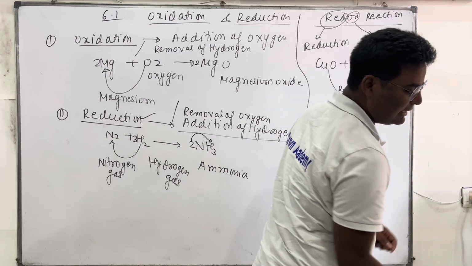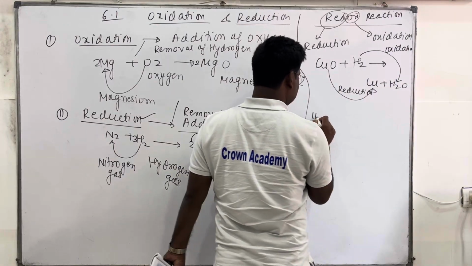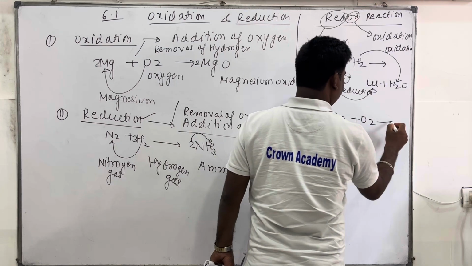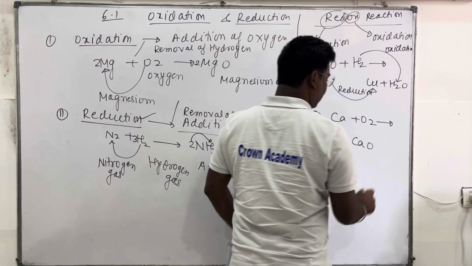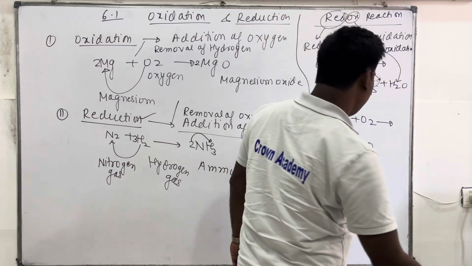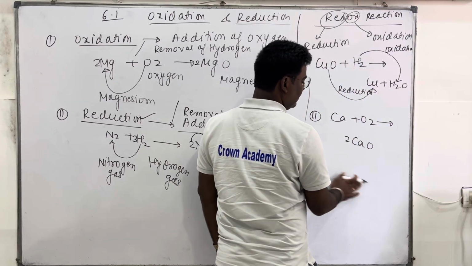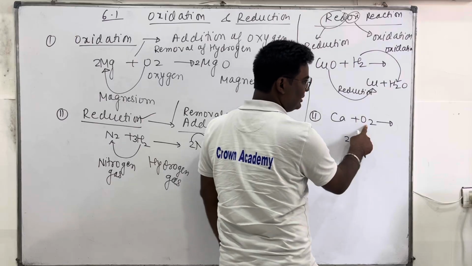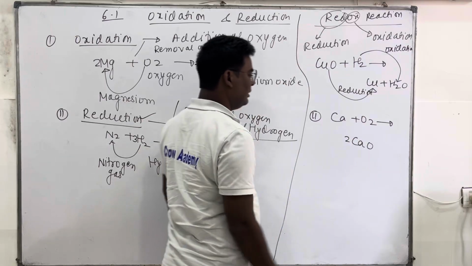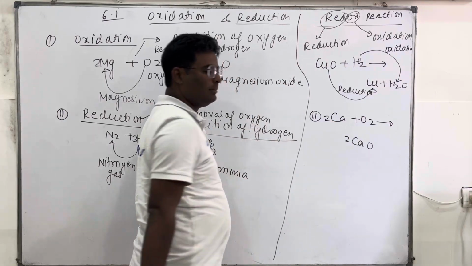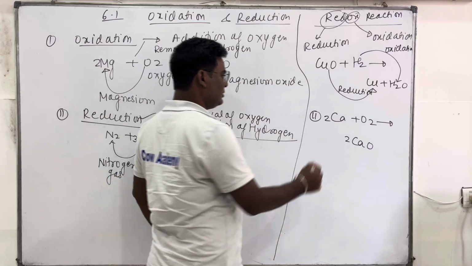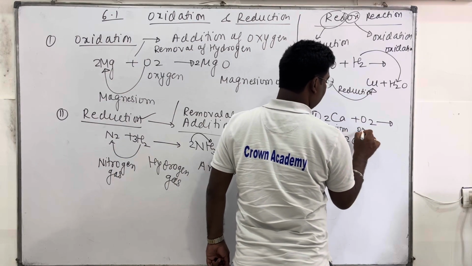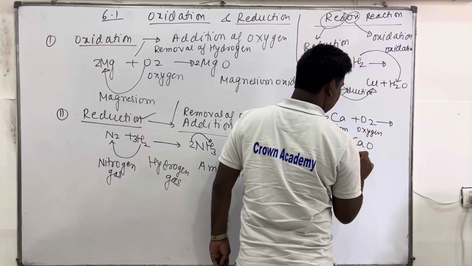We will see another example. The next example is when calcium is burning in the presence of oxygen, forming calcium oxide. Understood? So we are balancing here. I have written 2 because oxygen is 2, so I will write 2 here. Calcium also becomes 2 now. So this is calcium, this is oxygen, and this is your calcium oxide.